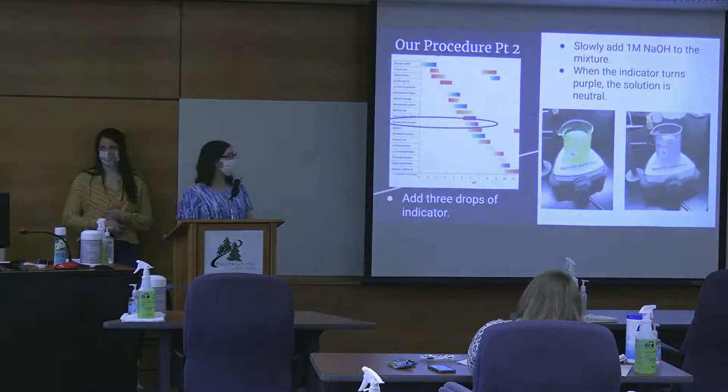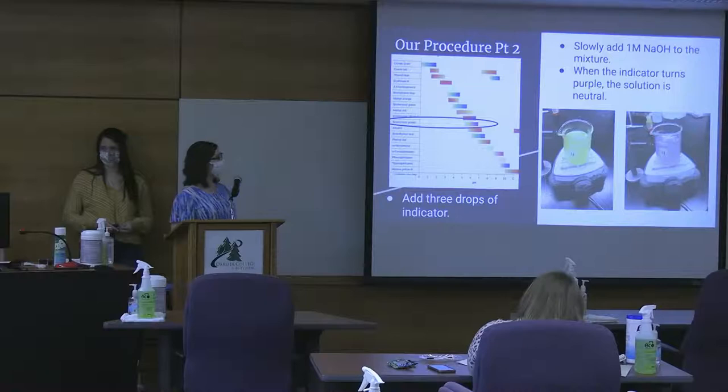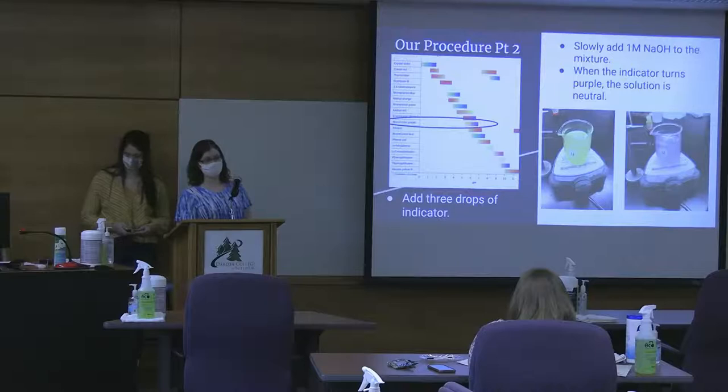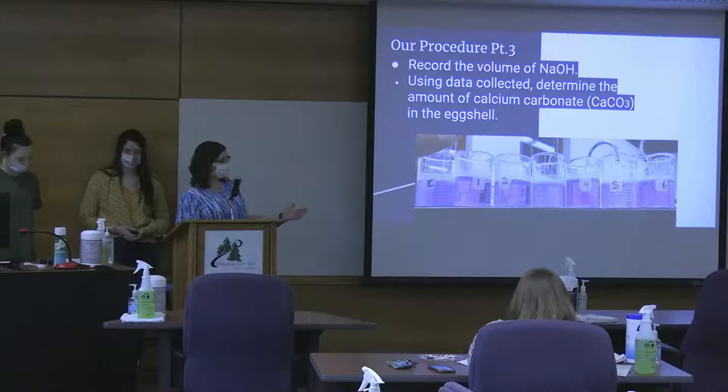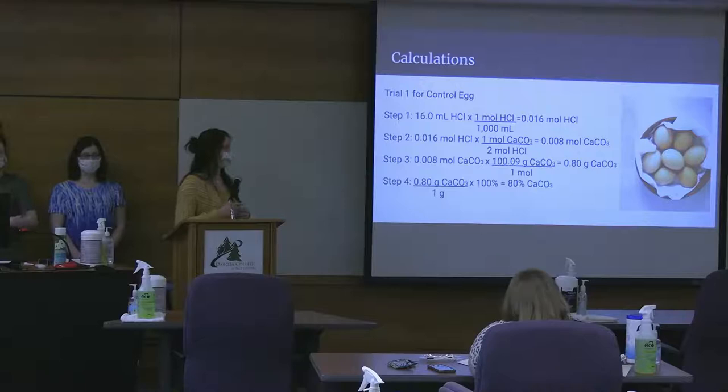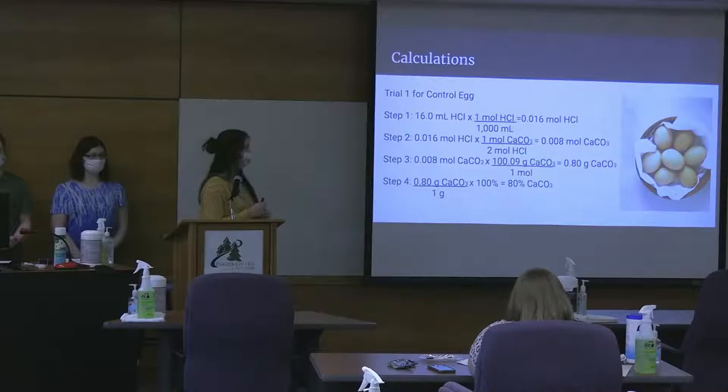On this first picture over here, we can see which indicator we used, because it would turn purple at a pH of 7. And these other two pictures show the indicator before we added the base, and then once it turned purple when the solution was neutral. To convert to moles of calcium carbonate instead of HCl, we took these moles and multiplied by its molar mass divided by one mole to get it into grams. And once we got our grams of calcium carbonate, we could then calculate the actual percentage that is in our eggs.